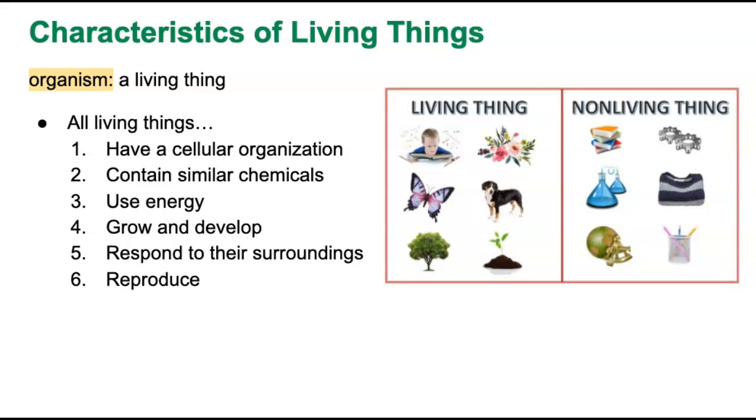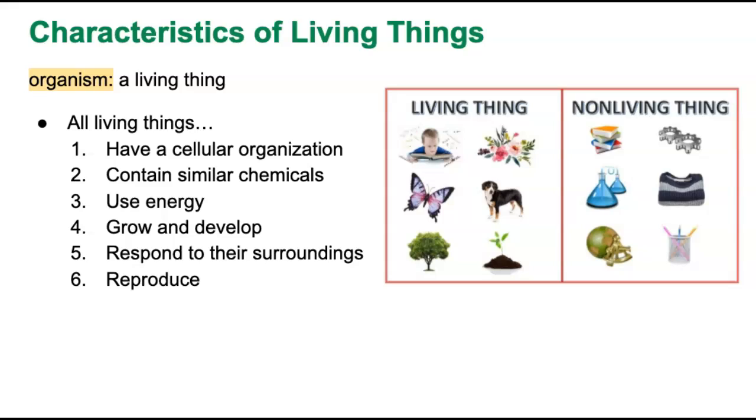What are some characteristics that all living things share? Before we jump into the list, just a quick note. Sometimes instead of hearing me say living things, you might hear me say the word organism instead. Organism is just another word for a living thing. So all living things, or all organisms, have 6 characteristics in common.